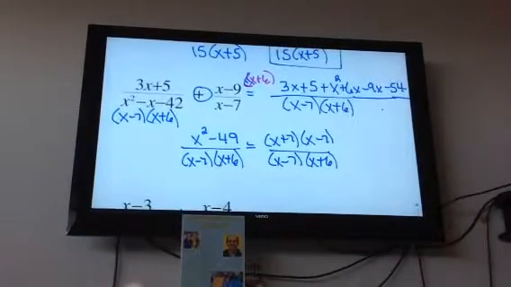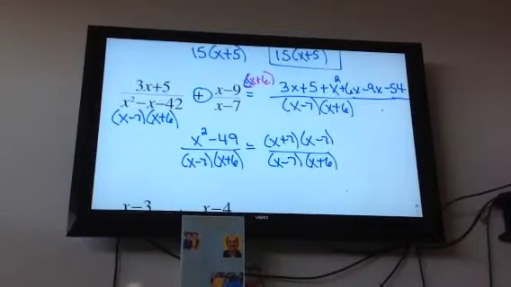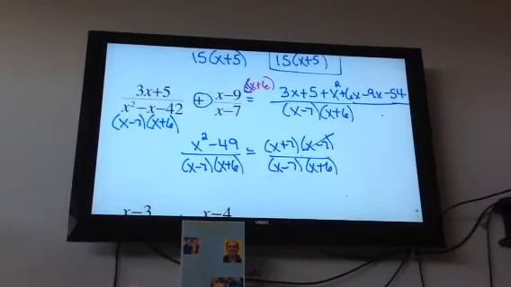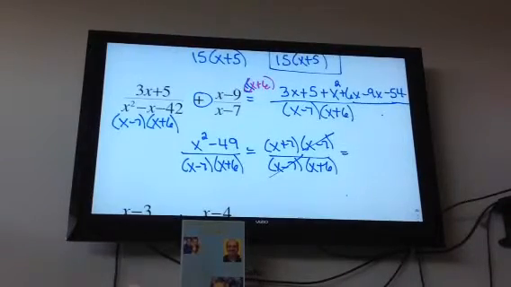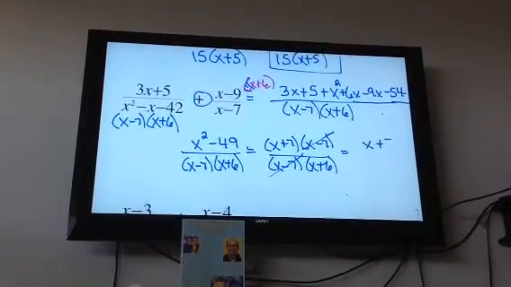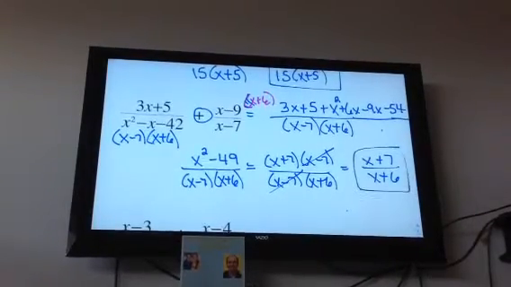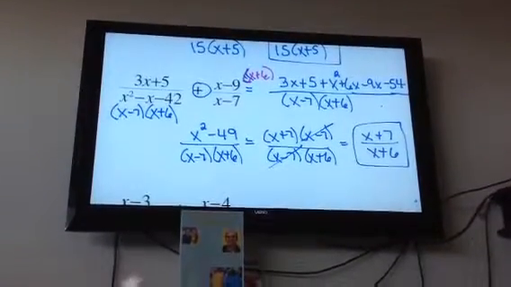And then third thing you're thinking is, can I factor or reduce? And the answer to that is yes. I have additive, or not additive inverses, I have the same exact term. X minus 7 over x minus 7. A little bit longer one there.